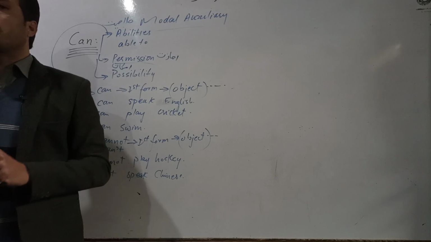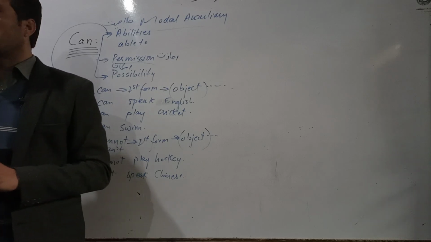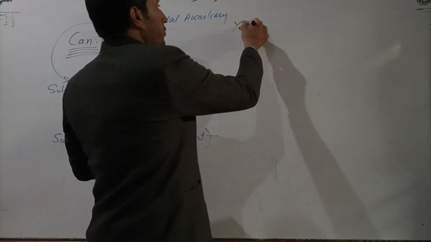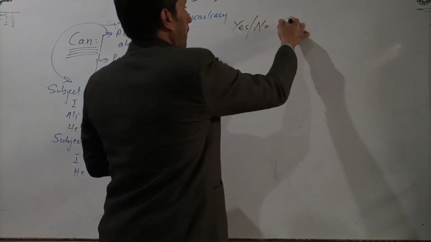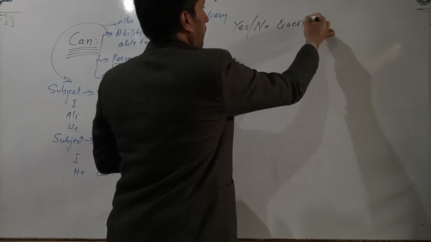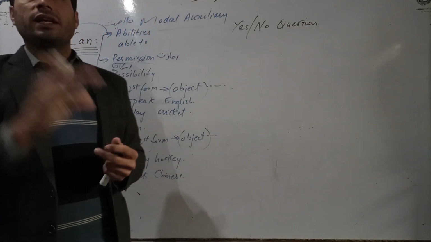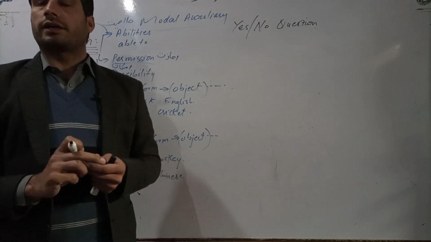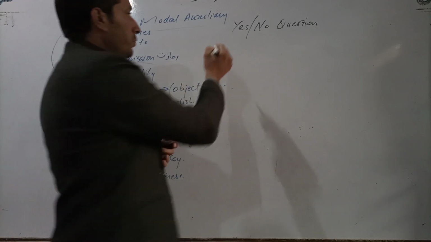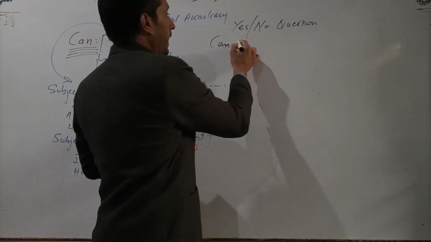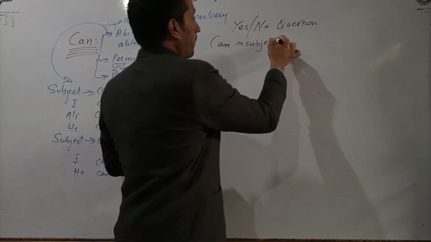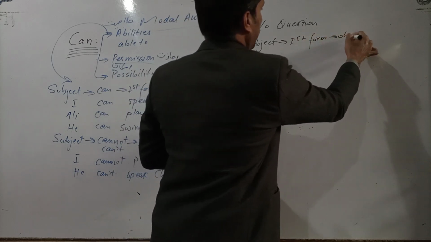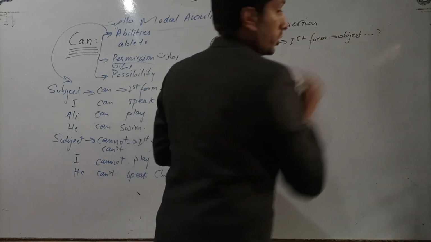So when you are not able to do something, the negative structure is used. Clear? Next we have yes no questions. How to make a yes no question: bring can to the start of the sentence and put a question mark at the end and you have a question. So the structure is can, then subject, first form, object if any, and question mark.